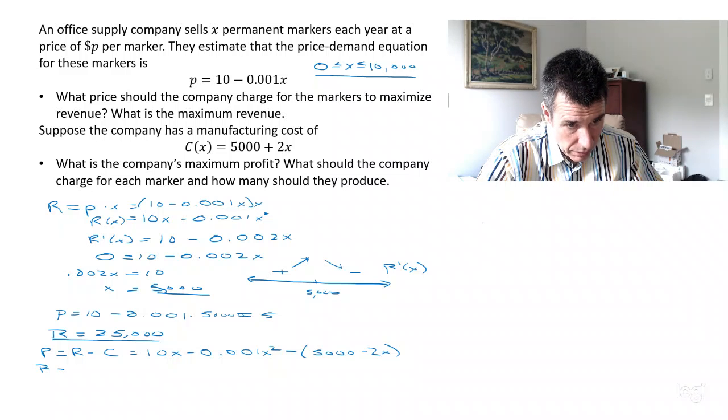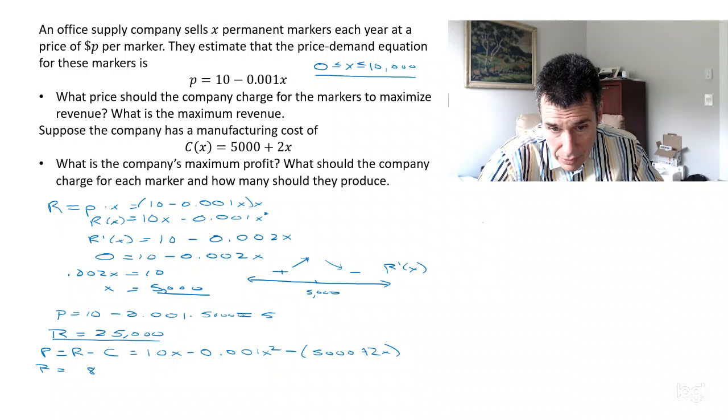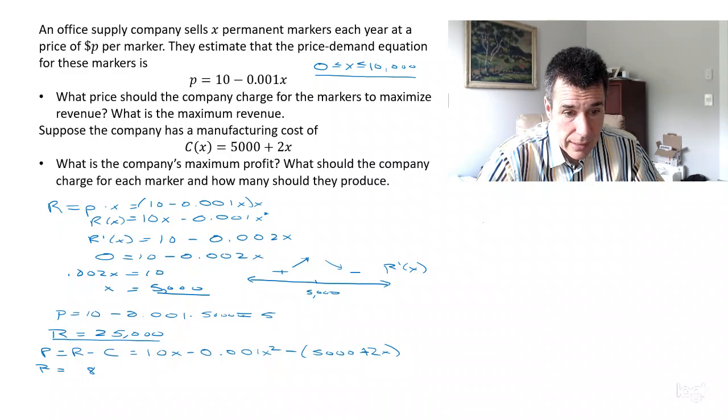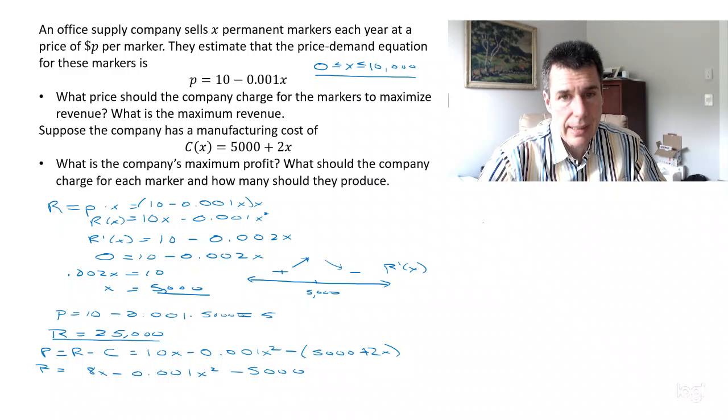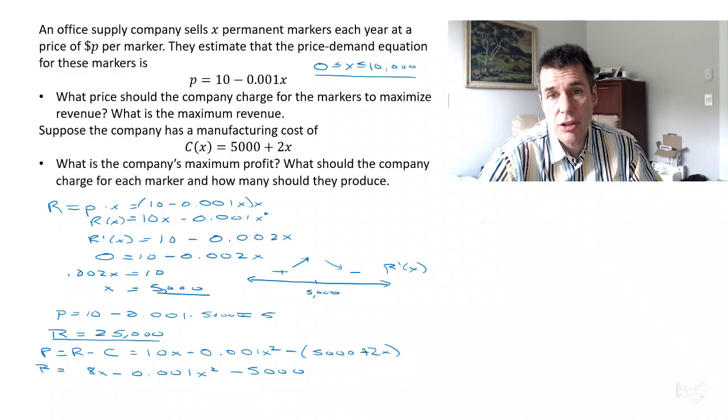We simplify and we get 12x. Let's just check this here. Hold on a second. This is 5,000 plus 2x. So we get 8x minus 0.001x squared minus 5,000. Again, our valid range is x is between 0 and 10,000.